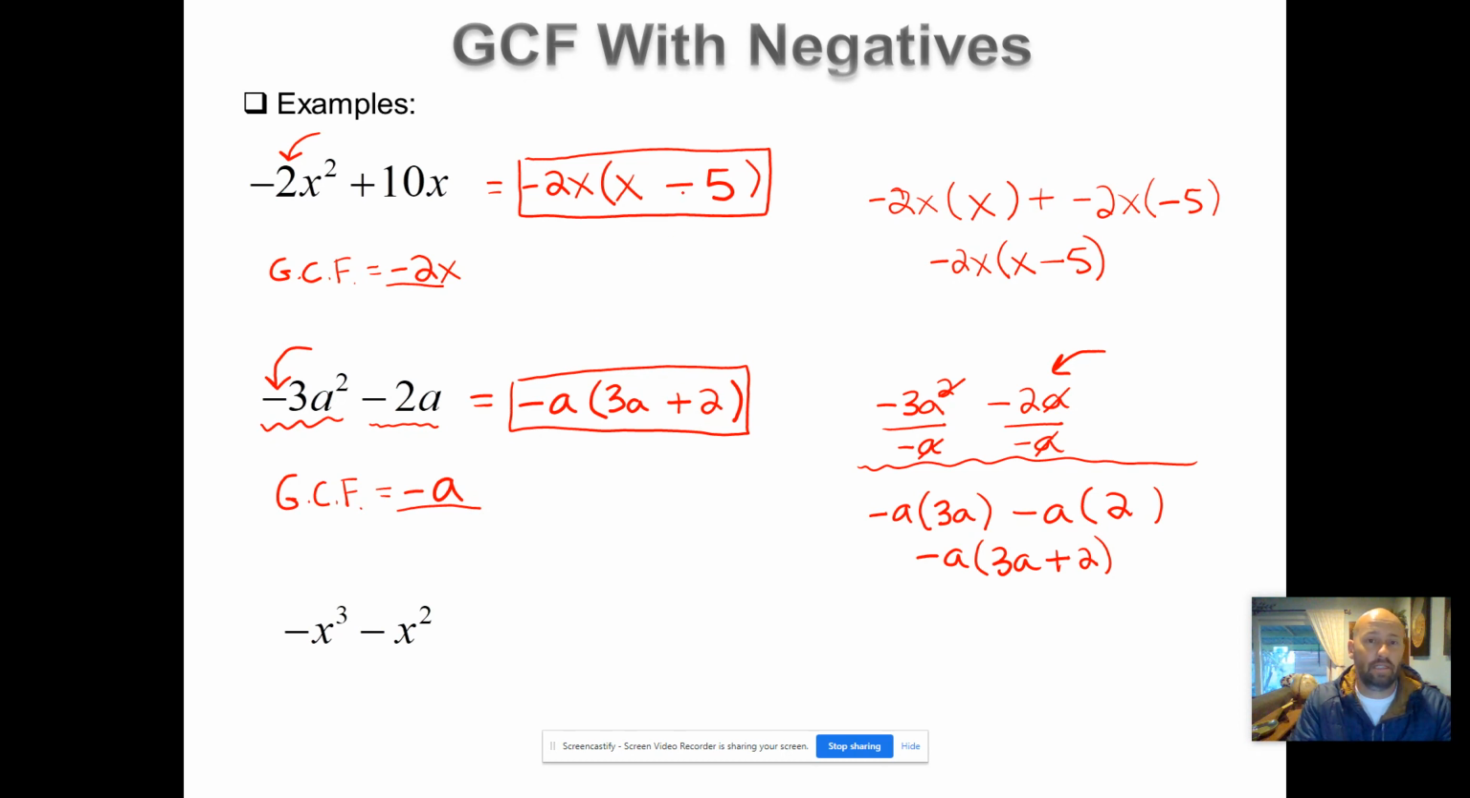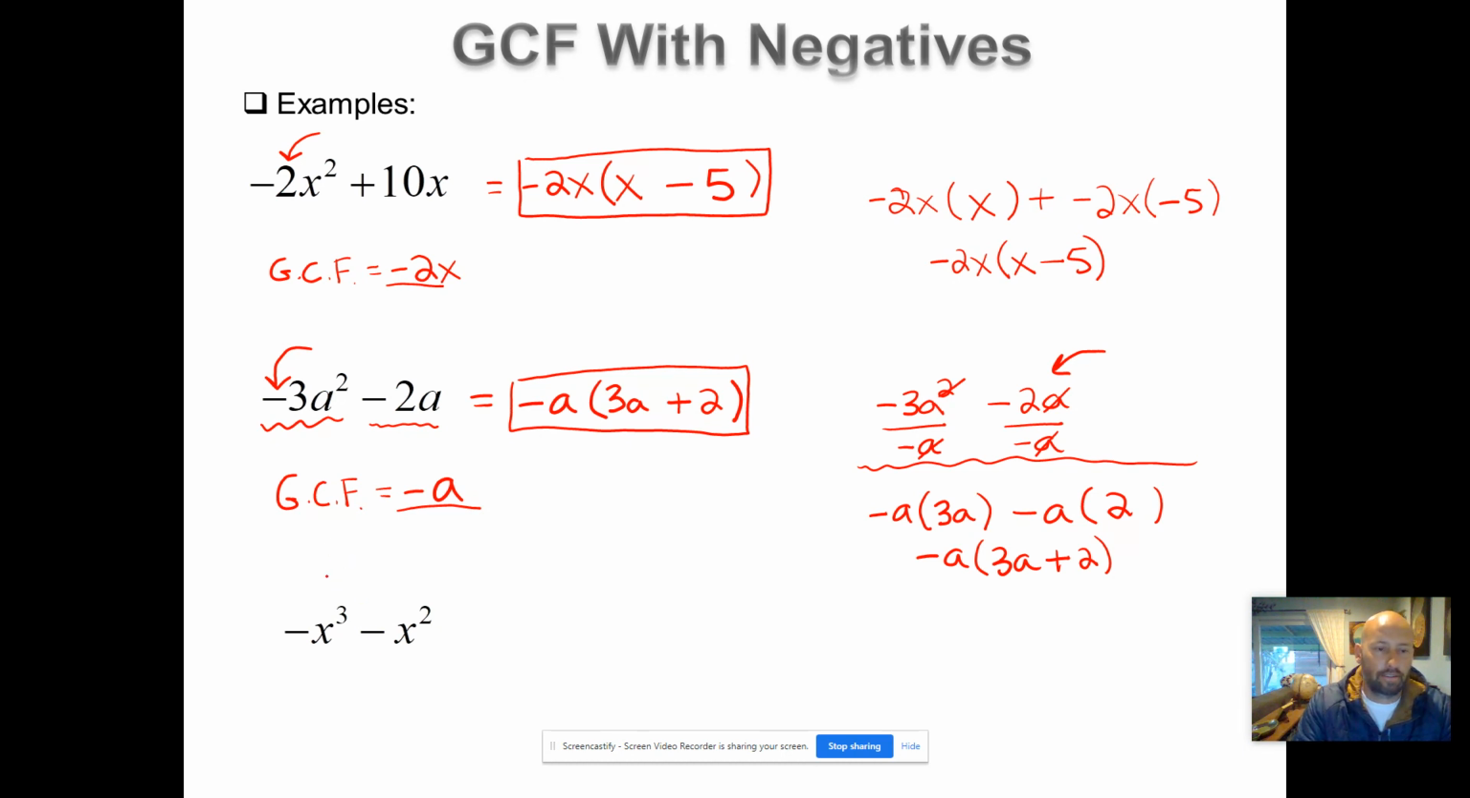So notice how my signs change. This was a positive 10, now that's a negative 5. This was a negative 2, now it's a positive 2. Because when you factor out the negative, it changes the sign of both terms, because I'm taking it out from both terms, because I'm factoring it out of that expression.